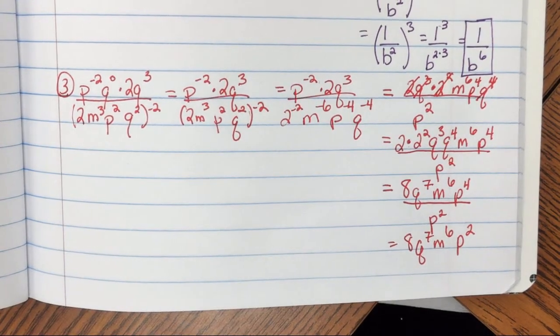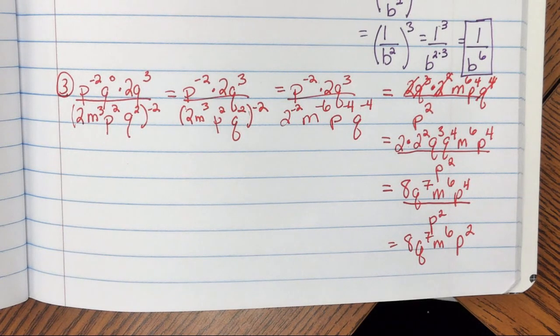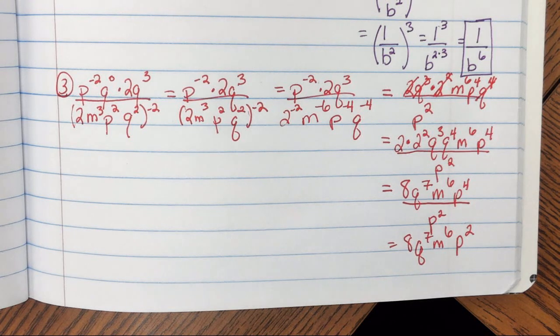So you can kind of see how these exponent rules get pretty complicated pretty quick. I want you guys to try number 4, and then we're going to go over the answers together in class tomorrow. So give number 4 a try, give it your best effort. I am going to look and see that you've attempted it.